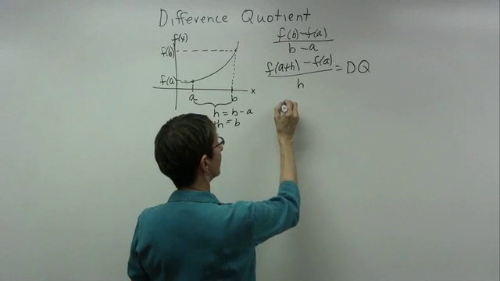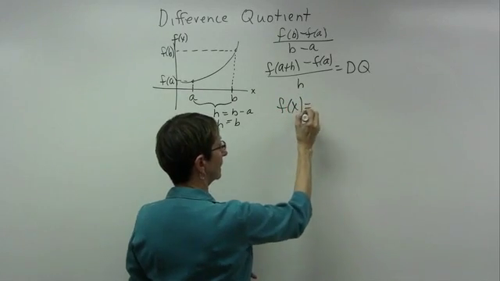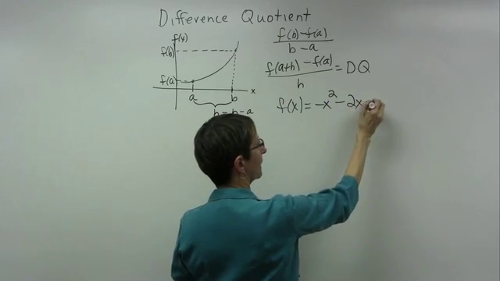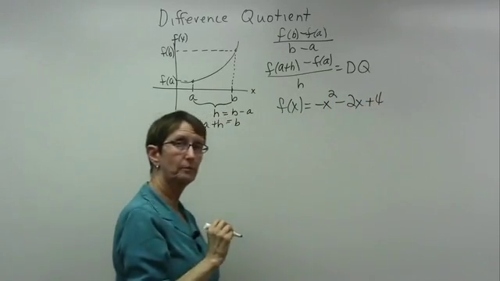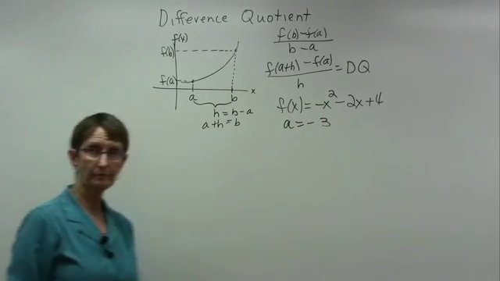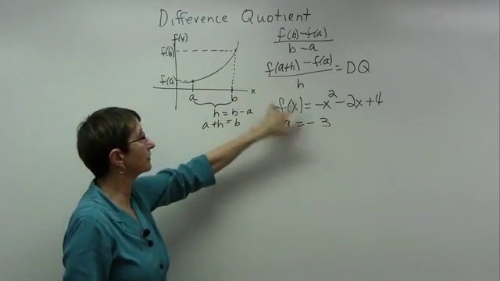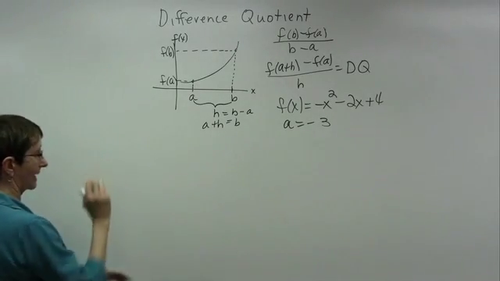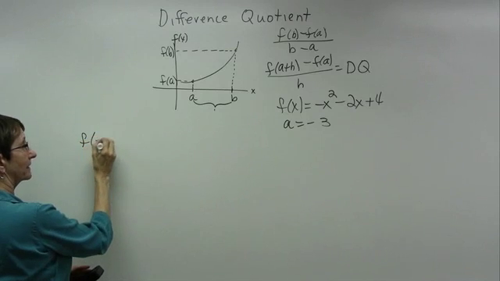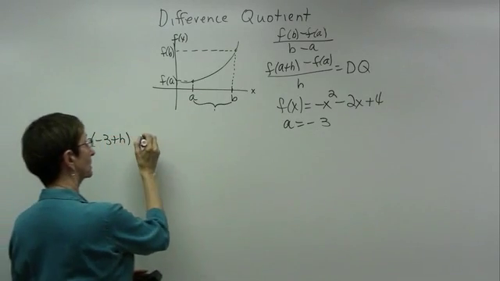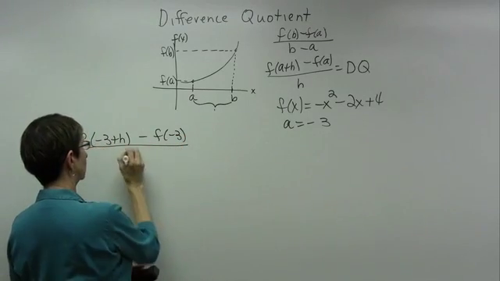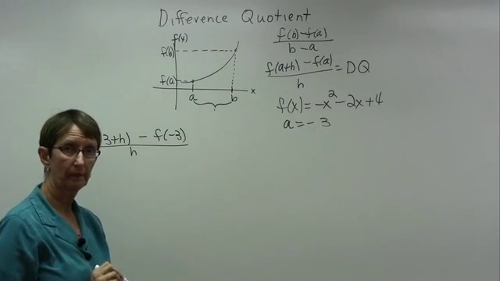Let's let f of x equal negative x squared minus 2x plus 4. And we'll let a equal negative 3. So specifically for this function, I'll have f of negative 3 plus h minus f of negative 3, over h.